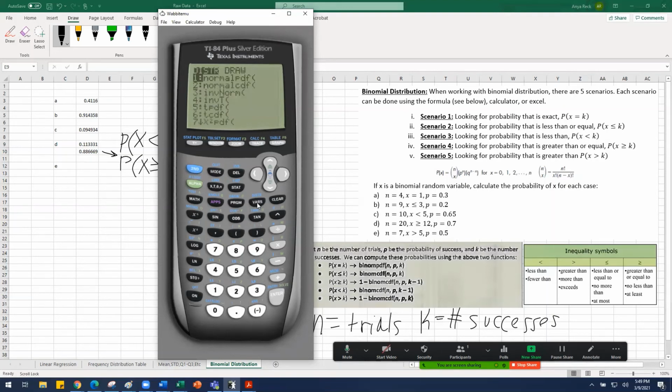So second vars, go up to binomial CDF. It says NPK minus 1. So 20, 0.7, K minus 1. And as you can see, the final answer matches on both. I did not do it in 2 steps in the calculator. You can if you want to, but it wasn't necessary. The calculator will do it in 1 step. If you're using it in Excel, break it down into 2 steps.